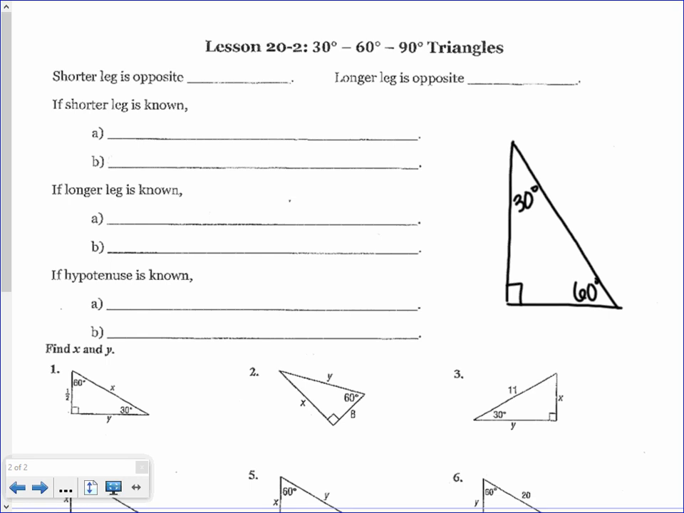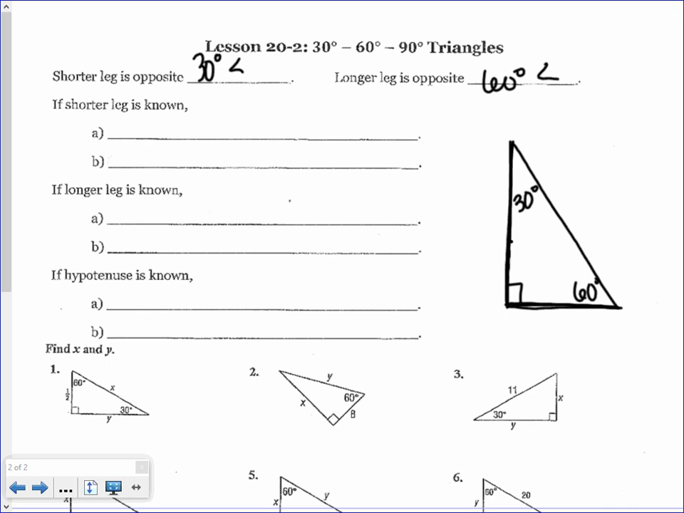So you look, which one of these looks like the shorter leg? Hopefully you see it's the bottom, the base here, and that is opposite the 30 degree angle. So the shorter leg is opposite the 30 degree angle. Then the longer leg is this one, and it is opposite the 60 degree angle. And so now we are going to look at the side lengths.